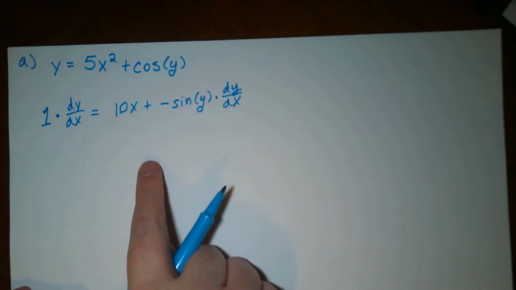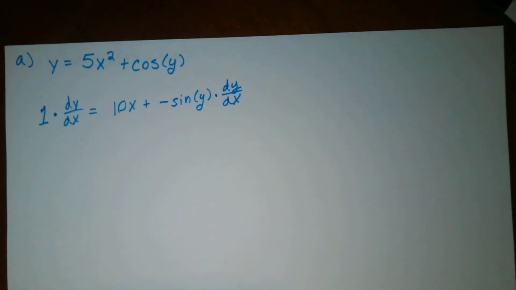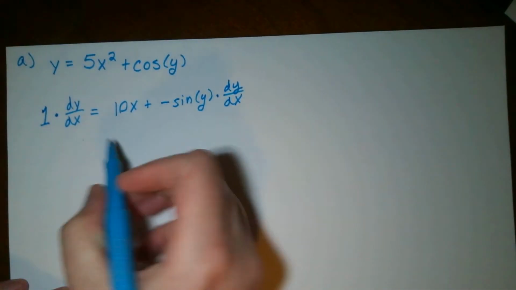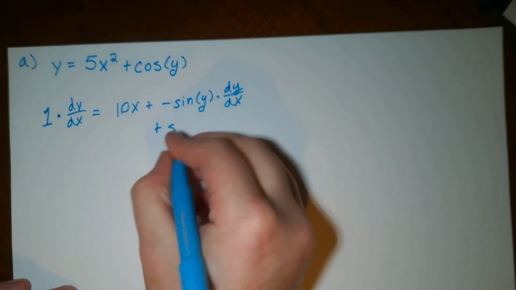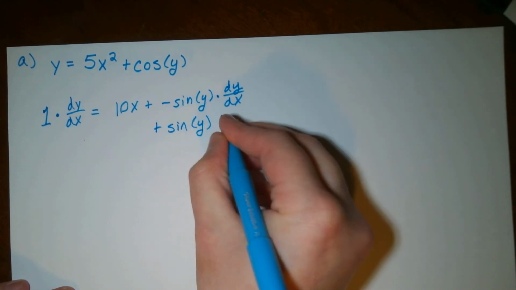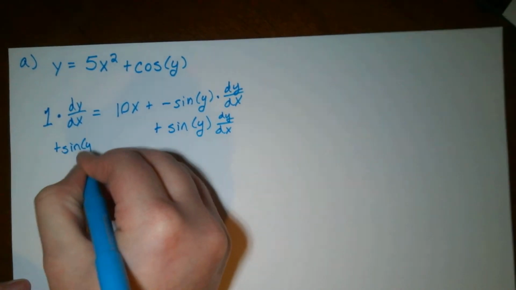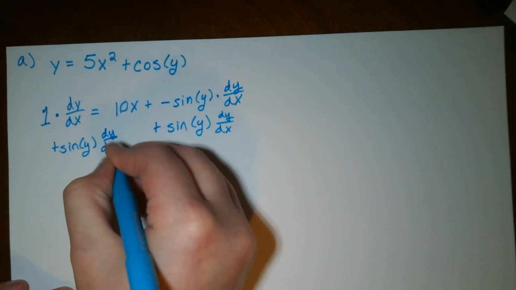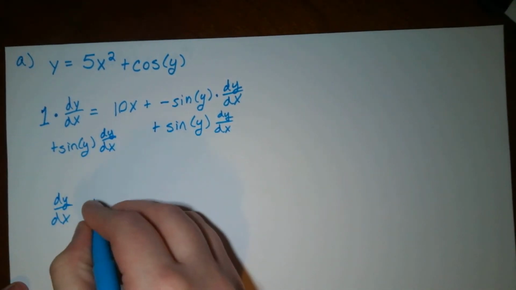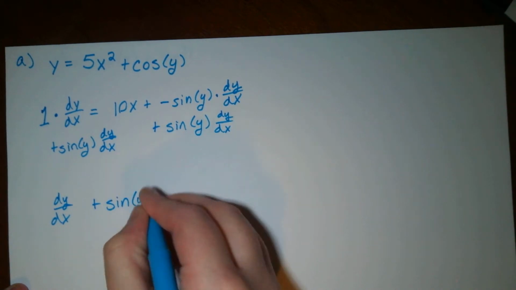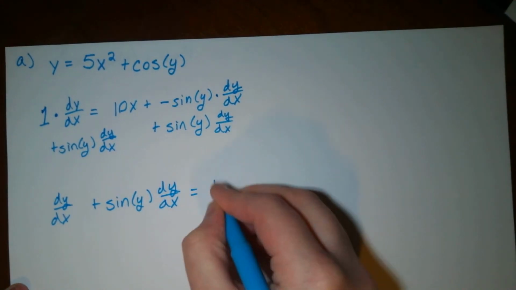Okay. Now what I need to do is solve for dy over dx so that I can get that nice derivative relationship. So I'm going to move everything that has a dy over to one side. I'm going to add sine of y, dy over dx to both sides. So I'm going to have dy over dx plus sine of y dy over dx equals 10x.